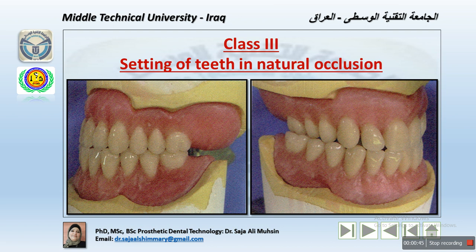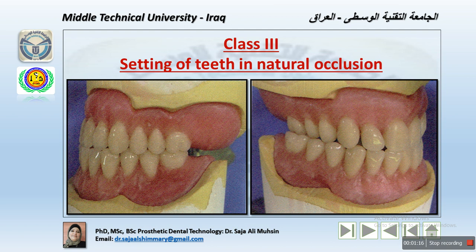The anterior relationship of the mandible to the maxilla. In the natural teeth, the mesiobuccal cusp of the upper first permanent molar occluded distal to the mesiobuccal groove of the lower first permanent molar. While in class 3 complete denture cases, the lower arch is usually wider than the upper arch because of the anterior relationship of the mandible to the maxilla.